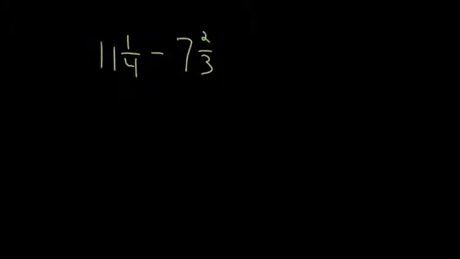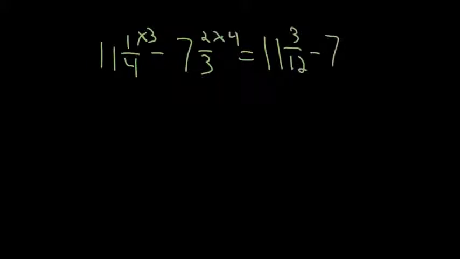Alright, I'm going to show you one more. So I got 11 and 1/4 minus 7 and 2/3. So first thing is make common denominators. And the common denominator between 3 and 4 is 12. So I'm going to multiply that 1/4 times 3 and the 2/3 times 4. That's going to give me 11. And then 1 times 3 is 3 over 4 times 3 is 12. Minus 7. And 2 times 4 is 8, and 3 times 4 is 12.